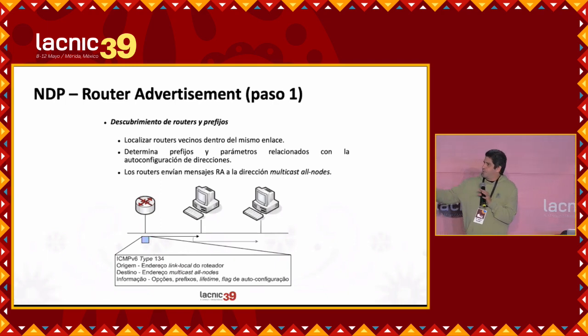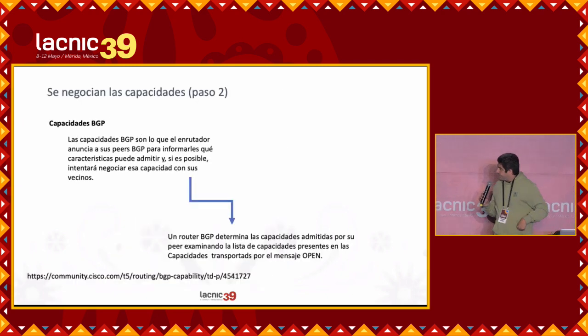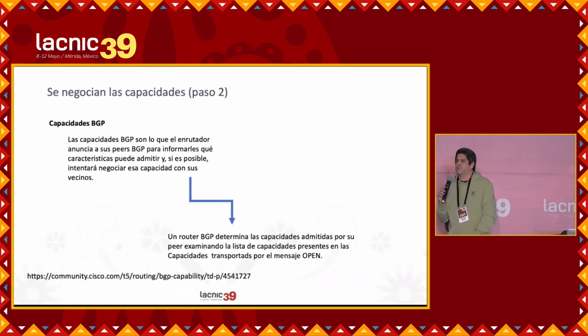So as we are auto-configuring our devices in this network, we have the routers that are sending RAs, including the prefix and some other information. The cell phone of your friend receives it and auto-configures. So it's sending RAs, so you know who the router is in the network.